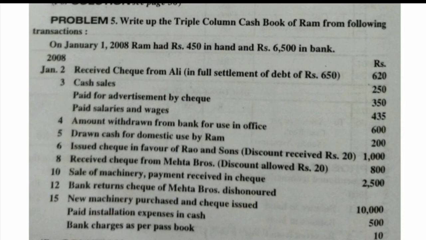So next one, new machinery purchased and check issued. So machinery is coming in and we are paying through check. So machinery account debit to bank account 10,000. Machinery account debit to bank account 10,000.